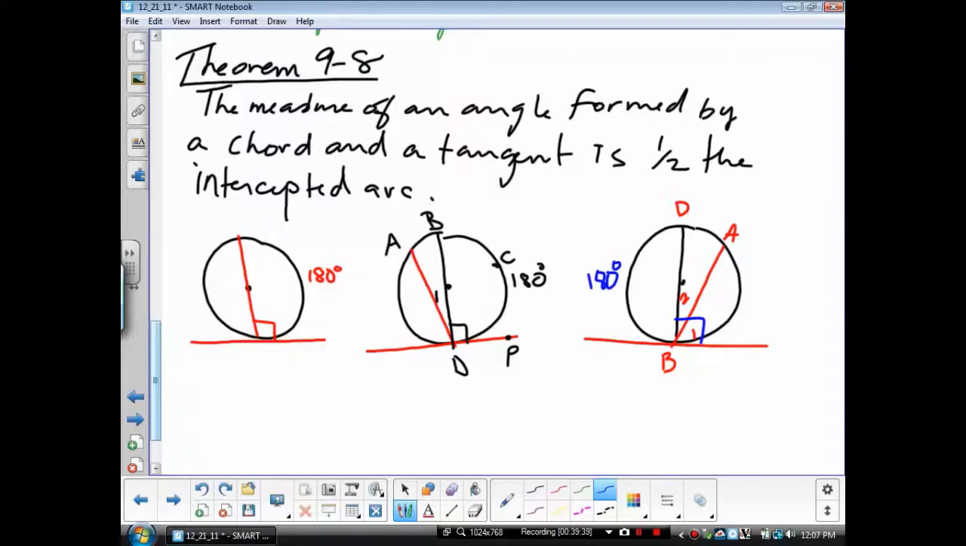We'll finish this proof tomorrow, but we will have these three cases, and you can probably kind of see why in each case the angle formed by the chord and the tangent is half of the intercepted arc.